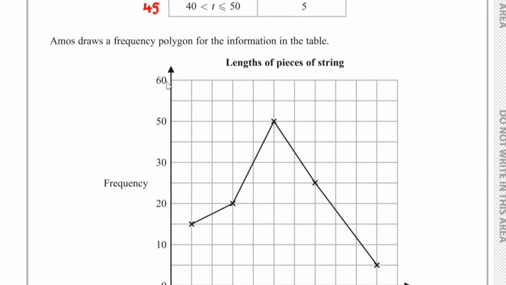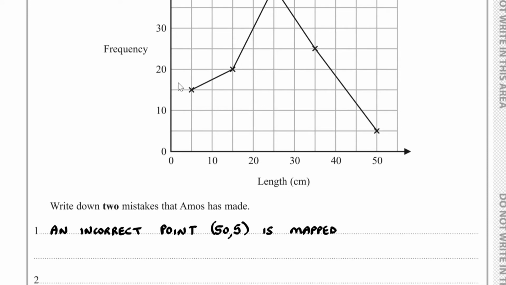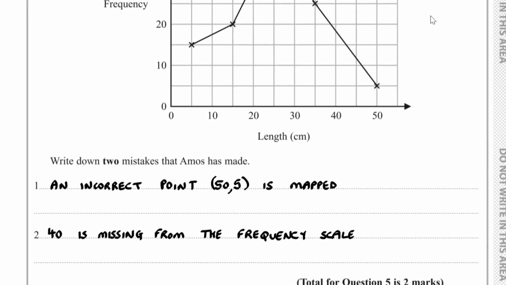And if we take a look at the scale, we've got 0, 10, 20, 30, but 40 is missing. So 40 has been missed from the frequency scale.